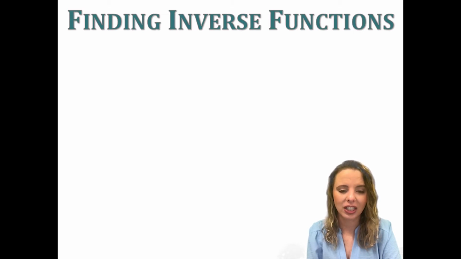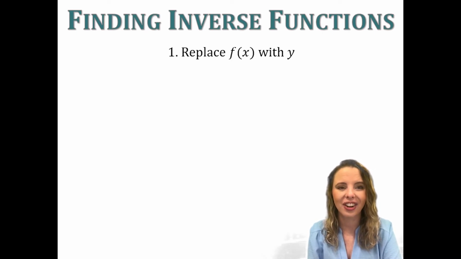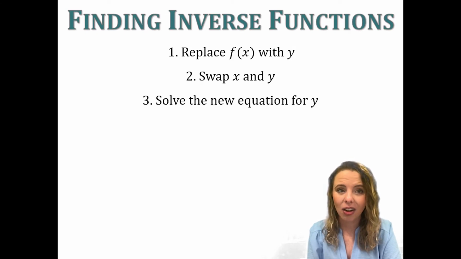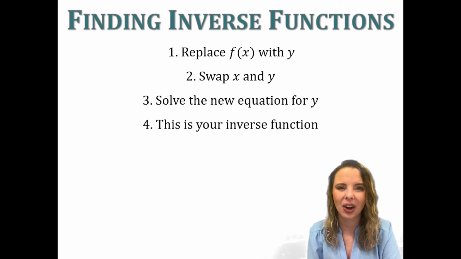Finding inverse functions. Now, what if it's an actual function in terms of an equation? We just looked at a set of ordered pairs, but what if I give you an actual equation? How are we going to find the inverse of that? Well, first, instead of using our function notation f of x, we are going to replace it with y. We are then going to swap our x and y, solve for y, and once we solve, this new equation is our inverse function, and we will notate it with f negative 1 of x.